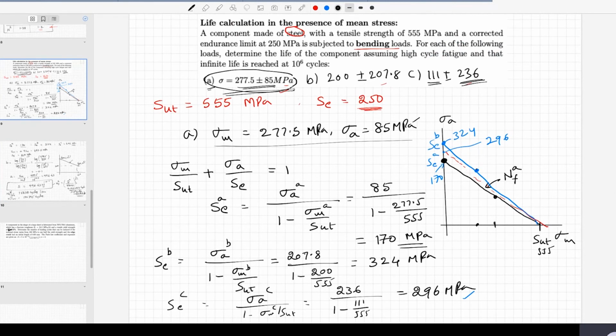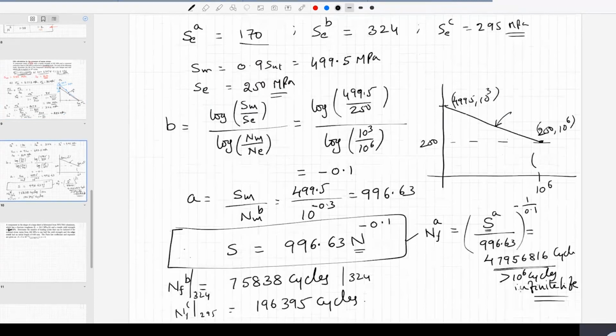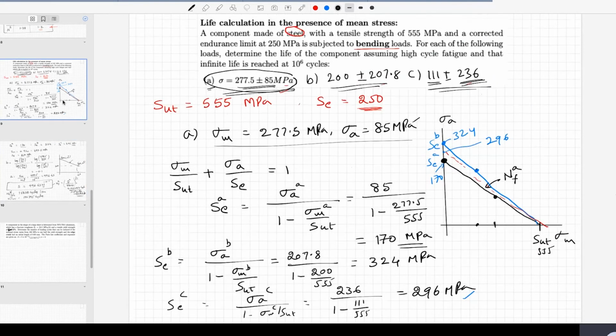state gives you infinite life. Second stress state gives you a life of 75,800 cycles. Third stress state gives you a little bit more, 96,395 cycles. So what we have done here is that you have a combined state of loading. That means you have a mean stress effect. In the presence of mean stress, how do we go about finding the life of the component?